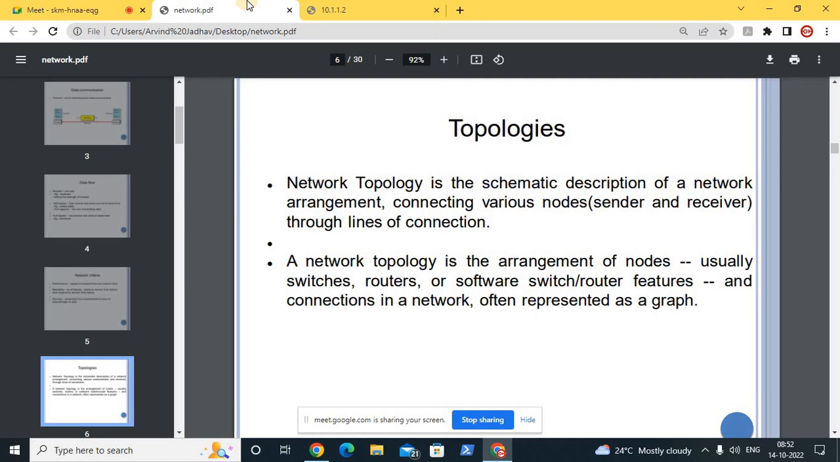Tomorrow we'll discuss what a private IP is, if we don't get time. Right now we will discuss the topology. What is a topology? Topology is nothing but some rules for how we create the network. What is the semantic description of networks? Network topology is the semantic description of a network arrangement, the connection of various nodes, who is the sender and who is the receiver, through the line of connections.